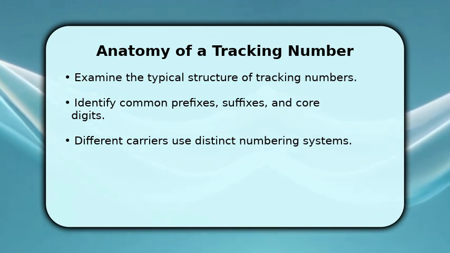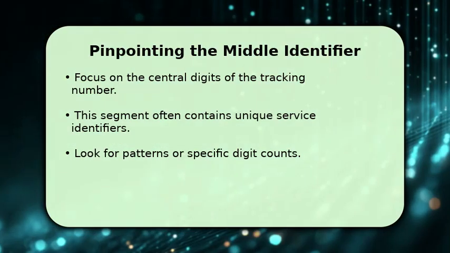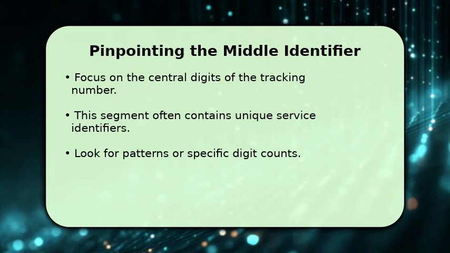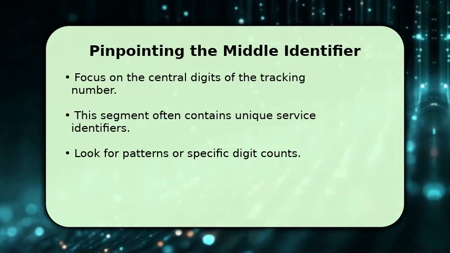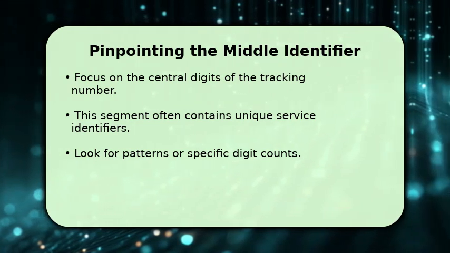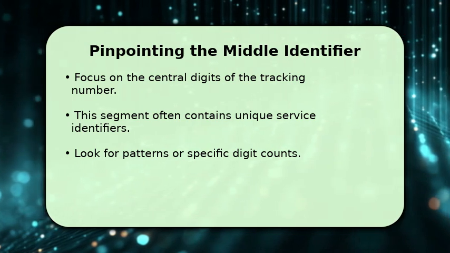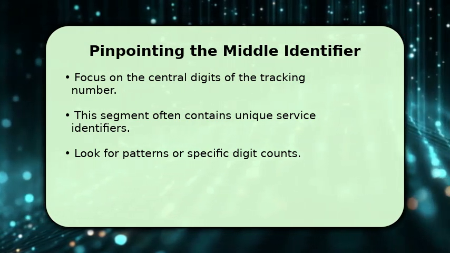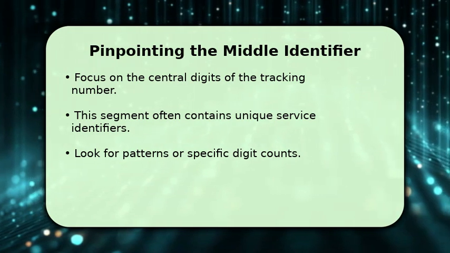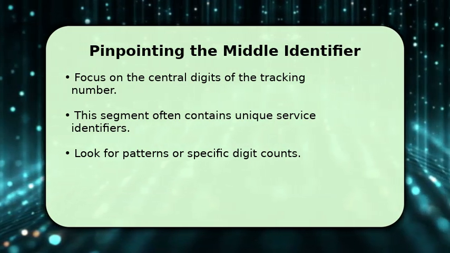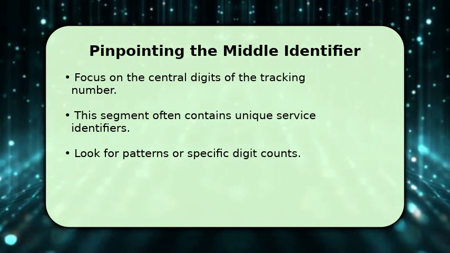Each carrier, like FedEx or UPS, employs its own unique system. To find the middle identifier, concentrate on the core sequence of numbers, typically found after any initial carrier codes and before any final checksums. This central portion, often comprising 8 to 12 digits, frequently holds the unique shipment identifier or service type. For example, a 20-digit tracking number might have a middle segment of 10 digits. This segment is crucial for distinguishing one package from another within the same carrier system.